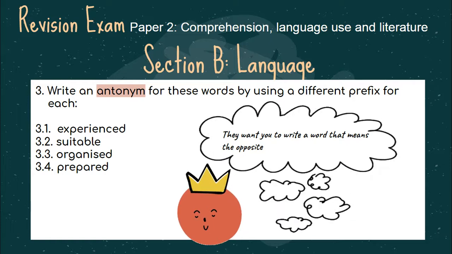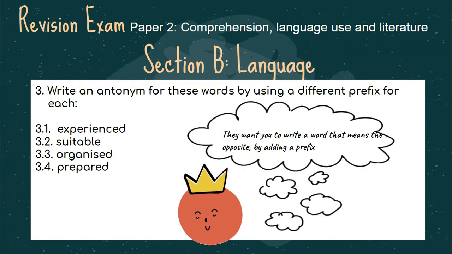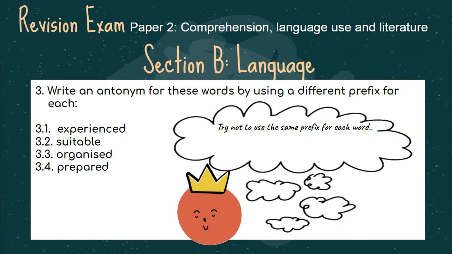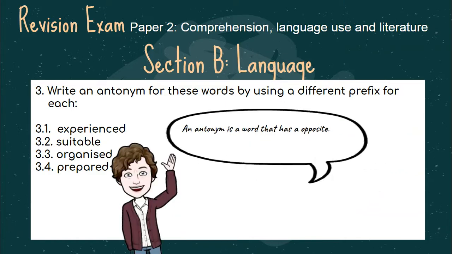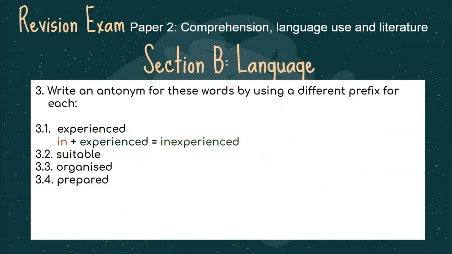Number 3, they want you to write an antonym for these words using a different prefix for each. So they want you to write a word that means the opposite. You're going to do that by adding a prefix to the front of the word. So try not to use the same prefix for each word. So remember, an antonym is a word that has an opposite. We often make antonyms by adding a prefix to the front of a word. So a prefix could be a word, a letter, or a number, and it's affixed to the front. Okay. So it's affixed to the front of what we call a root or a stem word.